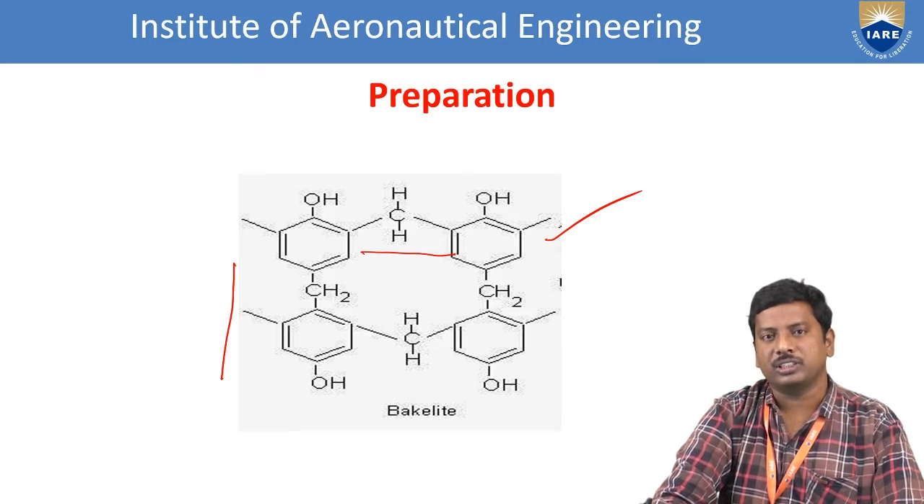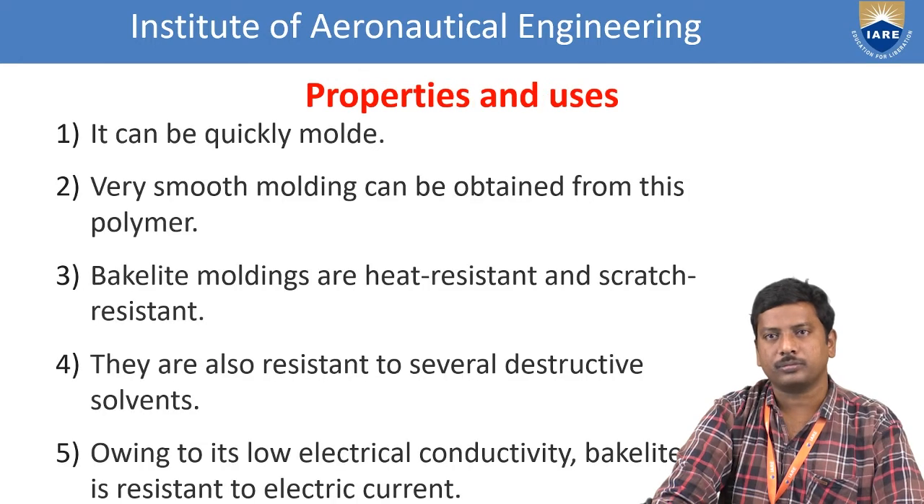After the preparation, we see the properties of the bakelite. What are the properties of the bakelite? Mainly, it can be molded quickly, meaning it is easily molded into the required shape. Very smooth moldings can be obtained from this polymer. Bakelite moldings are heat resistant and scratch resistant. That means they are applicable at very high temperatures, and even if scratches are applied on this material, no scratch takes place on its surface. That's why it is called a heat resistant and scratch resistant material.